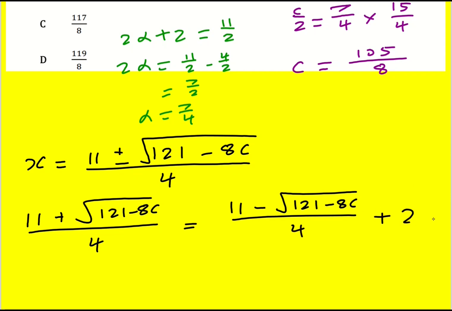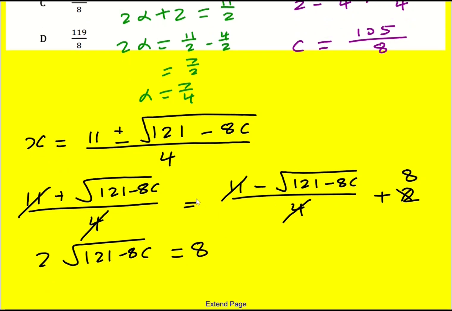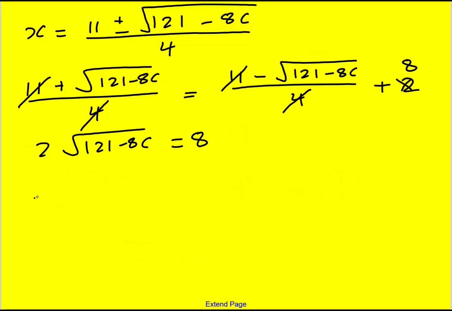And then I'm adding 2, because I'm told they differ by 2. Nice, we've just got this equation to solve now. I can times through by 4 to make this an 8. And then I can minus 11 from both sides, which will just cancel that there. And then I can add on root 121 minus 8c to both sides to give me 2 lots. Sorry if I did quite a lot in one go there, but we're trying to do this at pace. That's what I'm going to get, which means root 121 minus 8c is going to equal 4.